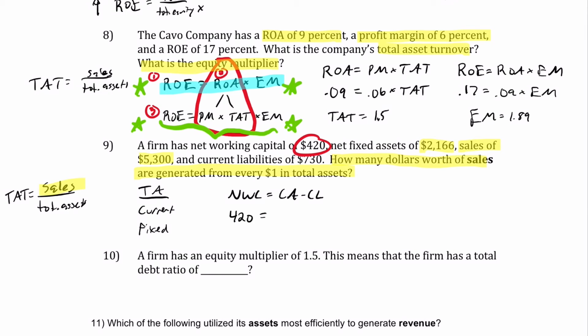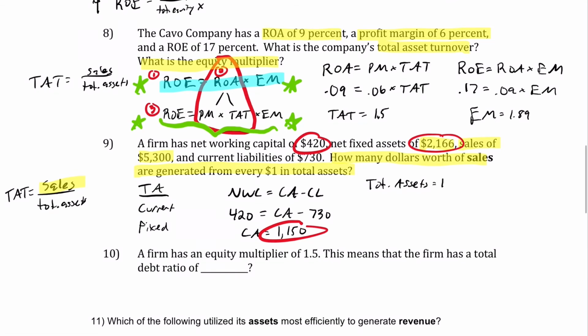Current assets is what we are solving for. They gave us current liabilities of $730. So I add $730 to both sides and I get current assets equal to $1,150. They have given us a fixed asset amount of $2,166. Add that to the current assets of $1,150. So total assets equal current plus fixed.